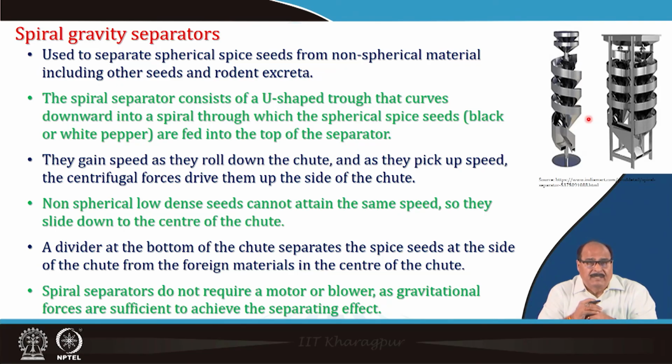top of the separators. They gain speed as they roll down the chute, and as they pick up the speed, the centrifugal forces drive them up the side of the chute. Non-spherical low dense seeds cannot attain the same speed, so they slide down to the center of the chute. So, a divider at the bottom of the chute separates the spice seeds at the side of the chute from the foreign materials in the center of the chute. Spiral separators do not require a motor or blower, as gravitational forces are sufficient to achieve the separating effect.